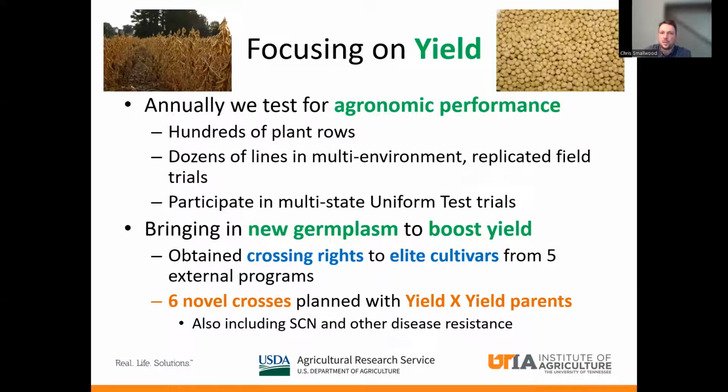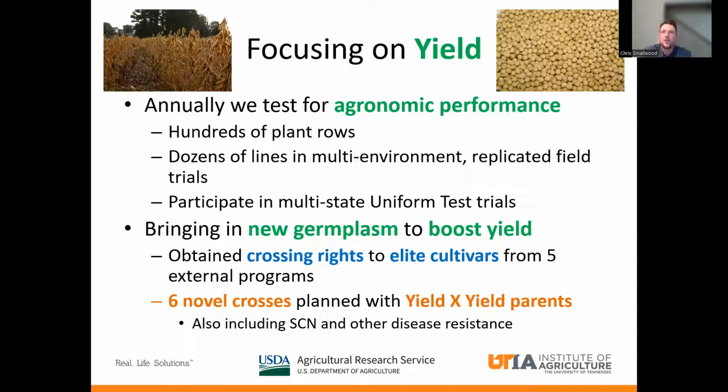And then focusing on yield. I don't want to get away from the fact that yield is critically important in any soybean breeding project. Just because we are focused on disease and incorporating stacked and novel forms of resistance to important traits, it does not mean that we are not strongly considering yield in our program, because we realize that without this trait, ultimately there is no benefit for a farmer to grow. So annually we test for agronomic performance hundreds of plant rows, and by this we phenotypically evaluate their yield potential. Then in multi-environment replicated field trials, we grow dozens of lines in presently maturity groups 4 early, 4 late, and group 5. Further, we participate in the multi-state uniform test trials, which provides very valuable information for public breeders. Our goal is to bring in new germplasm in order to boost yield.